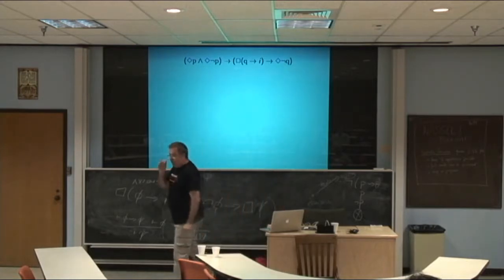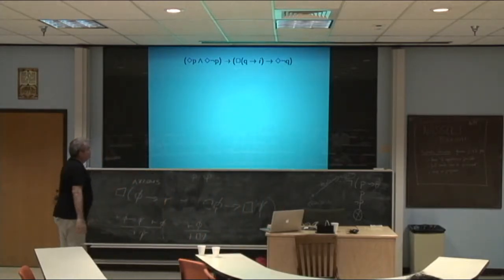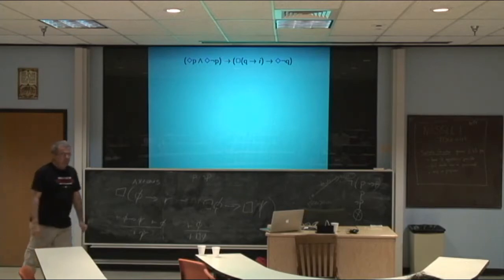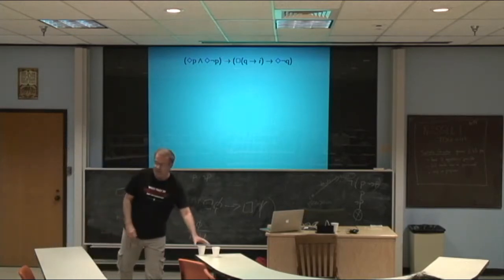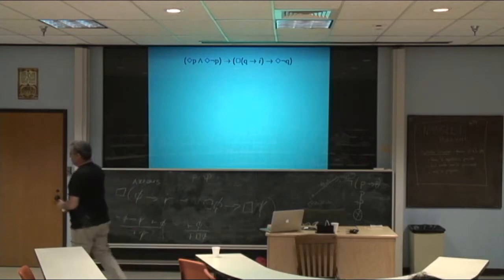Now, have a look at this formula. Can somebody tell me if this is a valid formula or an invalid one? Can somebody explain what this formula says to me, whether it's intuitively valid or intuitively invalid?